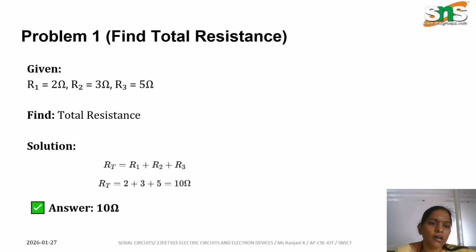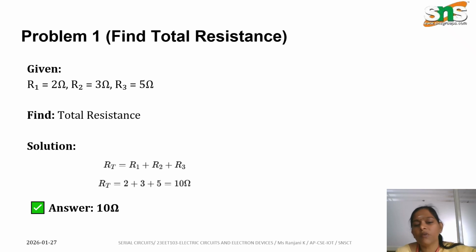Imagine here in this given example, the value of R1 is 2 ohm, R2 is 3 ohm, and R3 is 5 ohm. What is the formula for calculating the total resistance? RT equal to R1 plus R2 plus R3, which means 2 plus 3 plus 5. So the total answer is 10 ohm.